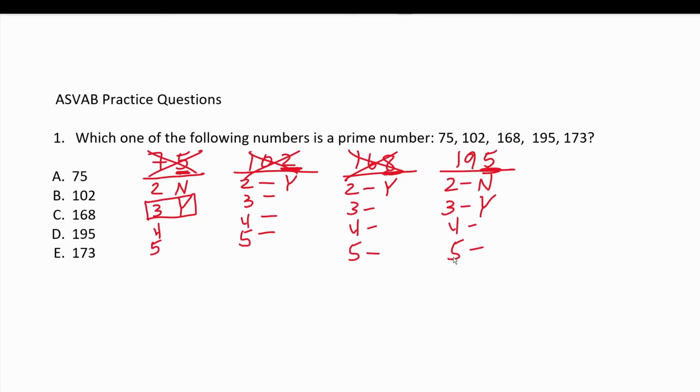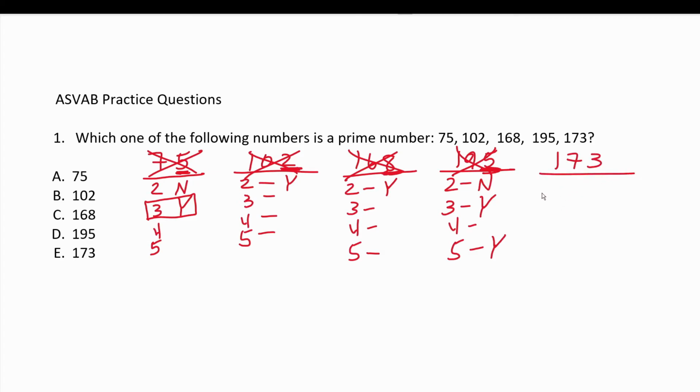What's more, if I wanted to jump ahead to 5, again, to check to see if a number is divisible by 5, we would look at the last digit, and if that last digit is 0 or 5, then it's also divisible by 5. This last digit is 5, so I also know that 195 is divisible by 5. Therefore, it's not prime. All right, let's look at 173 now.